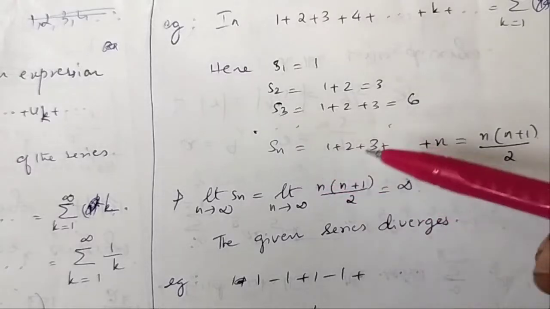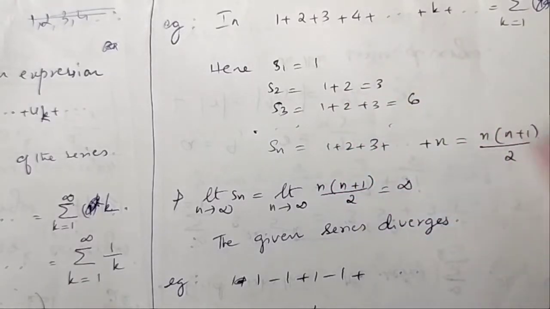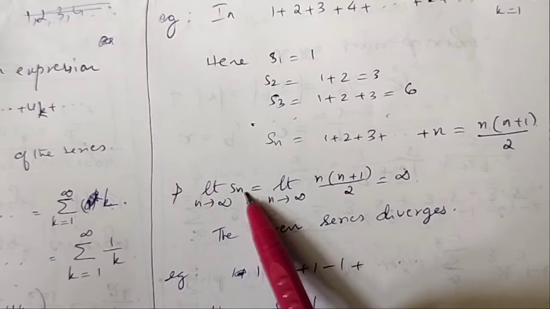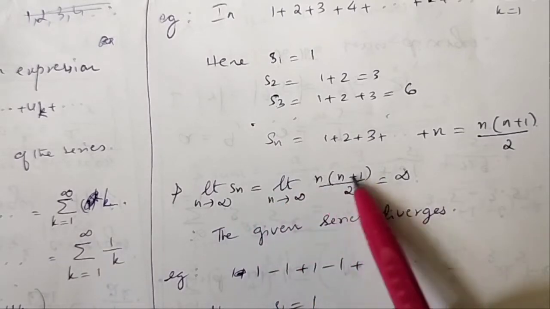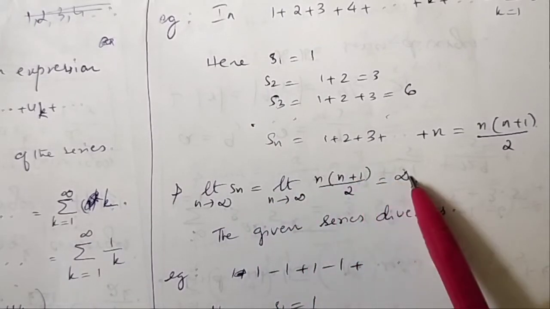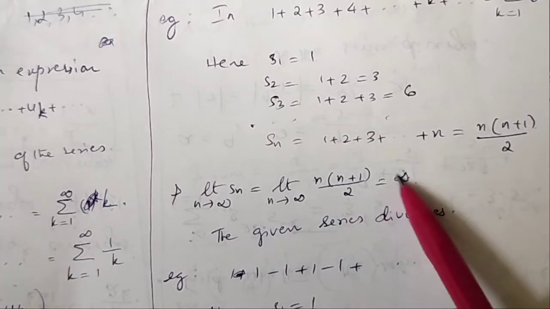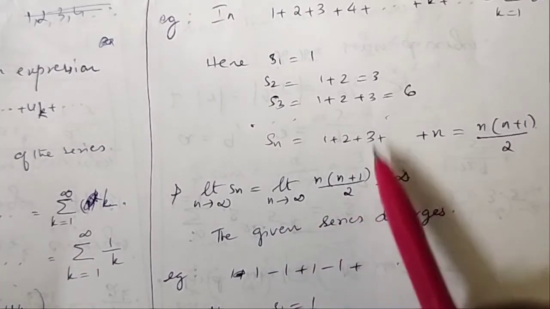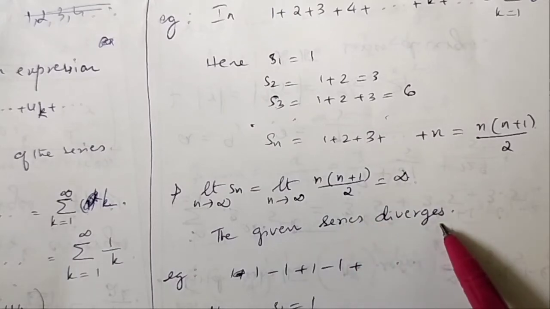So this is the sequence of partial sums S1, S2, etc., Sn. And to find the convergence, we need to find the limit value. Limit n tends to infinity Sn. That is limit n tends to infinity n into n plus 1 by 2. So as n tends to infinity, the numerator is infinity, and the denominator is 2. So it is infinity itself. So it is not a finite number. So the given series also diverges. Okay.